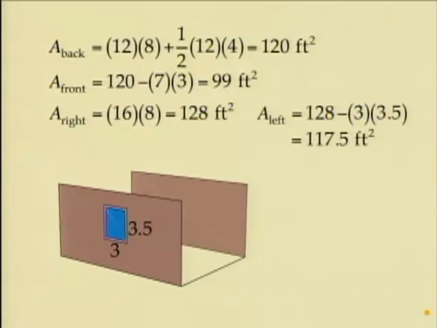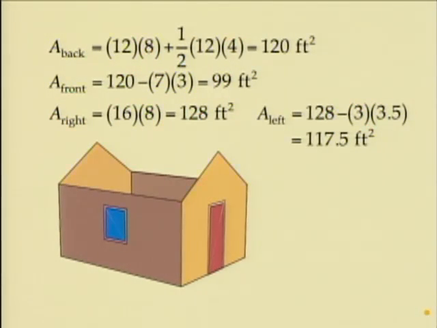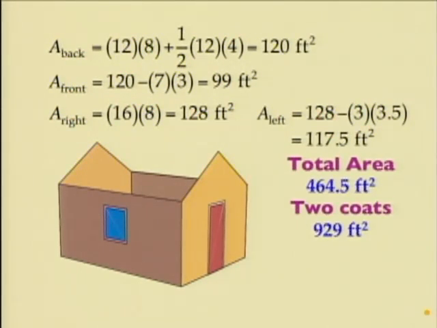Now, what I want to do is add all that up, get the total area. So this is my original kind of construction. I add all those things up, I get 464.5 square feet total. And then I want to do 2 coats. So I'll double that, and that comes up then to 929 square feet.